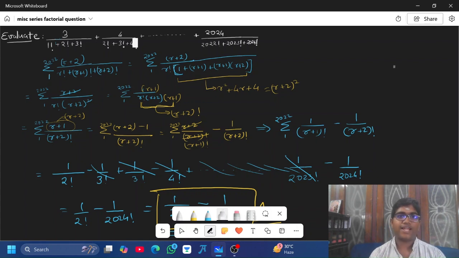Then we recognized the general pattern in the question and wrote the general term inside the sigma, r plus 2 upon r factorial plus r plus 1 factorial plus r plus 2 factorial. Then we took r factorial out common. On taking r factorial out common, we got something good inside the bracket, which is r plus 2 the whole square, which was very beautiful in fact. So r plus 2 got cancelled in the numerator. We got sigma 1 to 2022 of 1 upon r factorial into r plus 2.